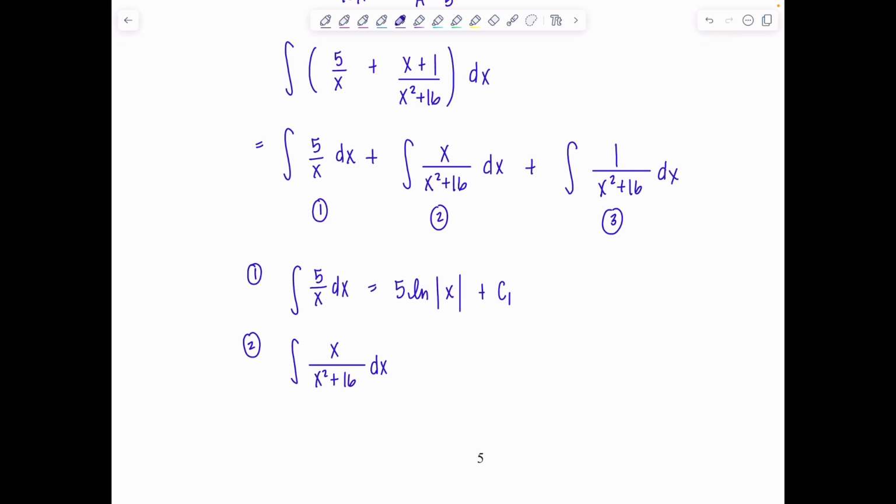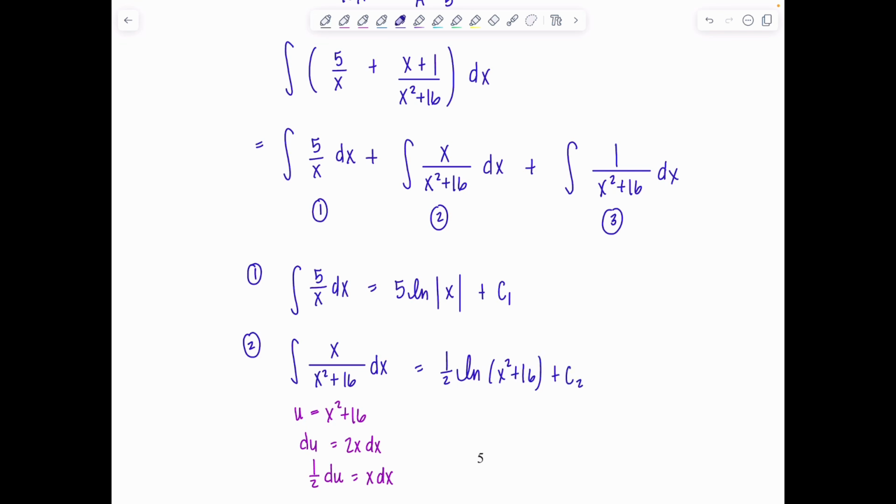I mean, they're machines. But basically, yes, you would let u be x squared plus 16. du is 2x dx. 1/2 du is x dx. And literally, they're so good now. They're just like, boom, 1/2 ln. You can switch to parentheses because x squared plus 16 is always positive, plus c2.